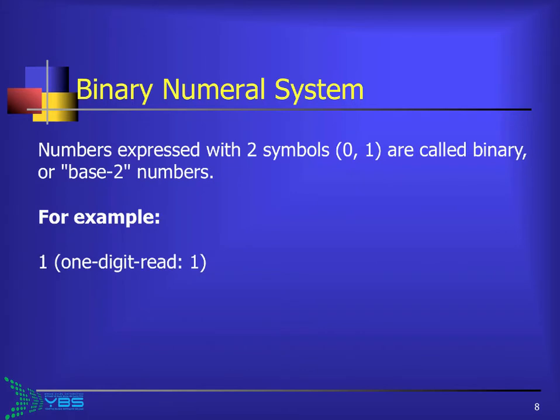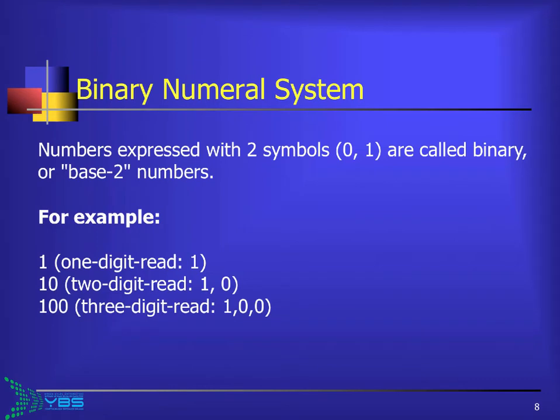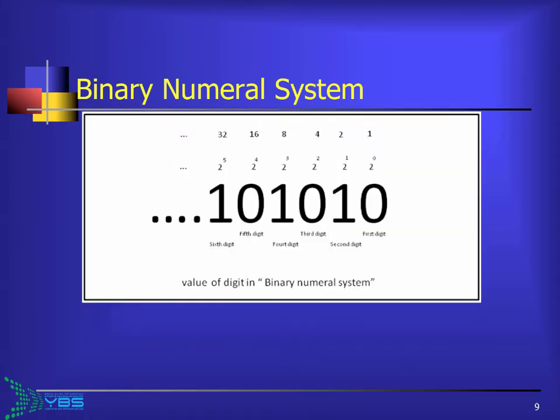Let's give some examples. Okay, one digit is 1. Second digit is 1 0, 1 and 0. There are 3 digits, but only two symbols can be used, 0 and 1: 1 0 0. And 4 digits: 1 1 0 1. That's the way it works when we talk about the binary numeral system.